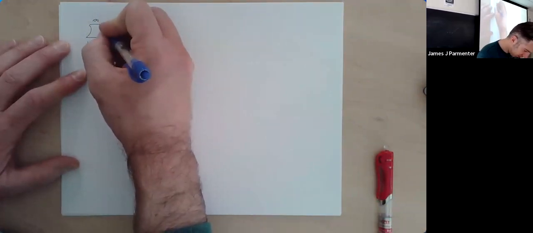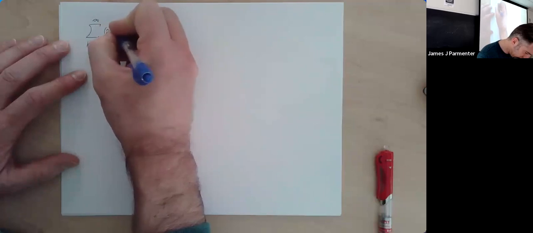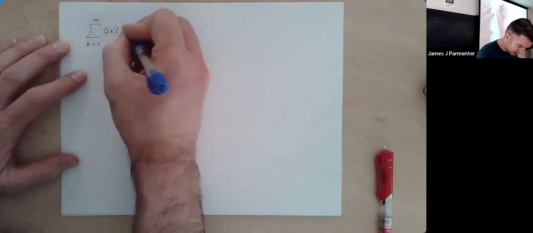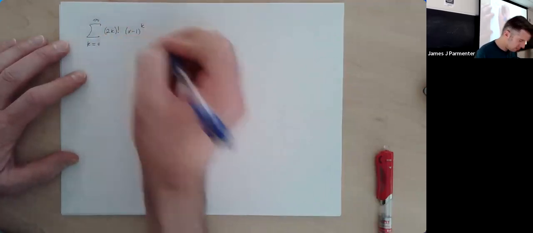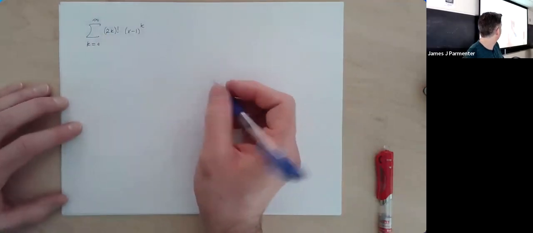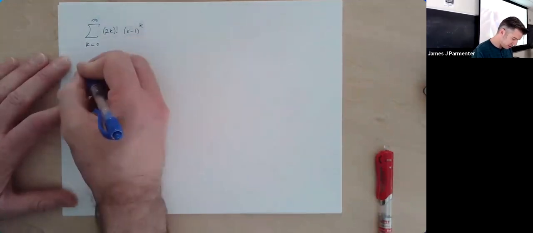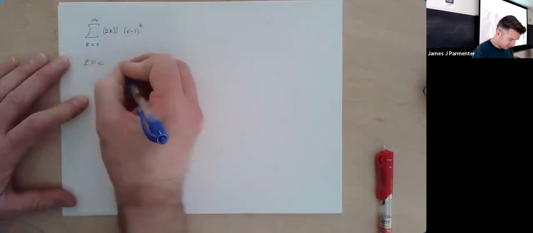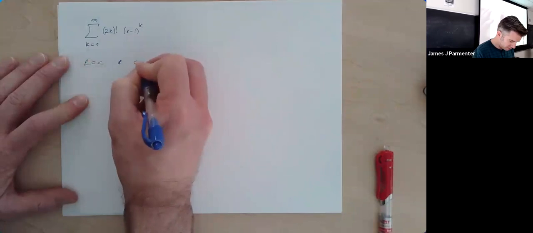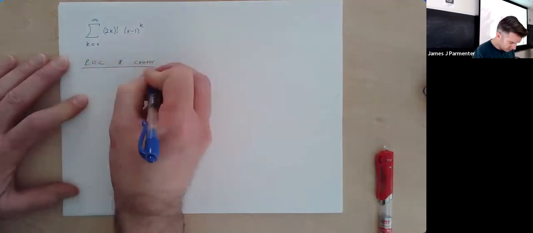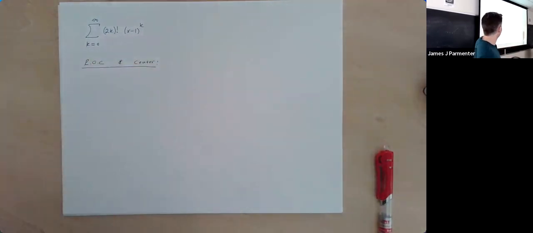Let's say we've got the sum of 2k factorial times x minus 1 to the k. And again, we want to know what the radius of convergence and center are. We should all be able to look at this power series, as written, and identify the center right off the bat. What is the center?